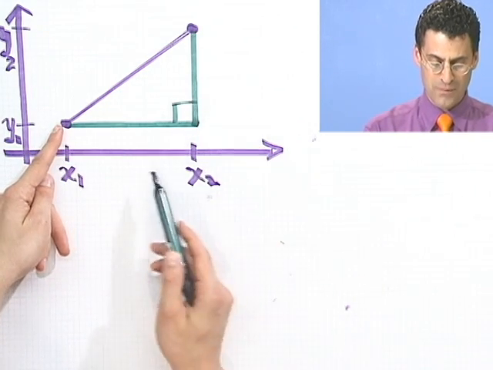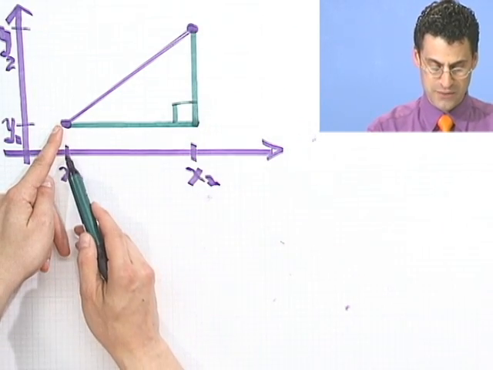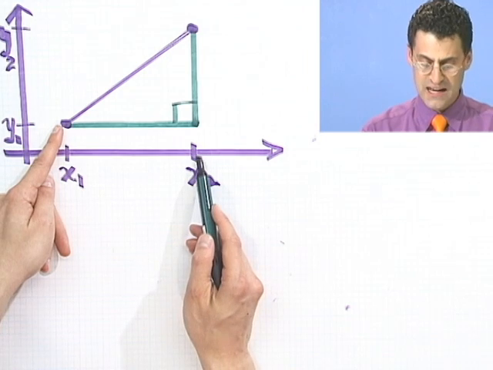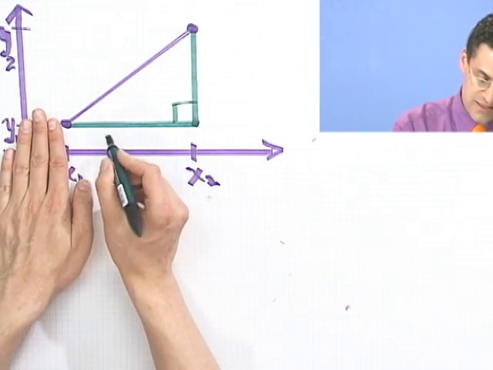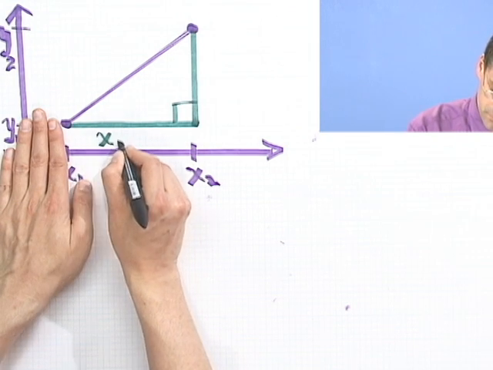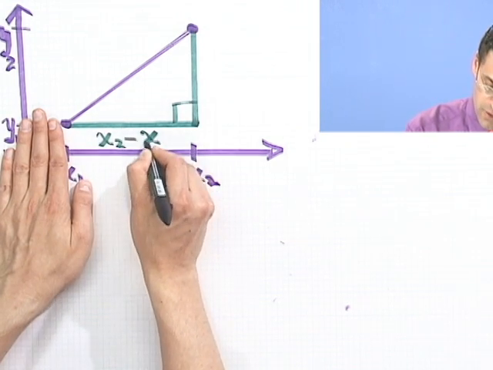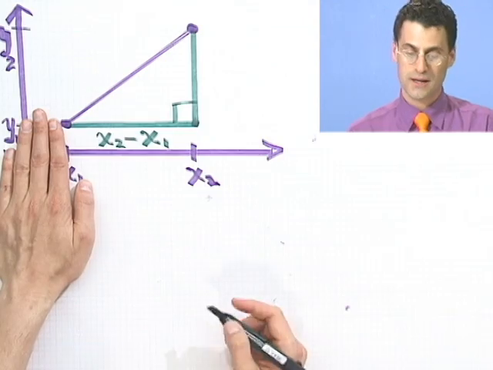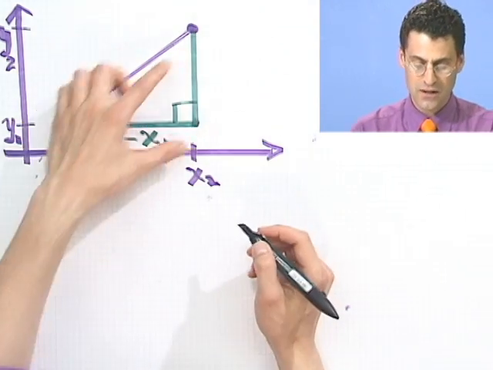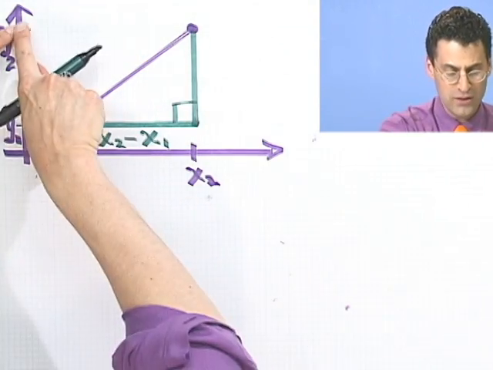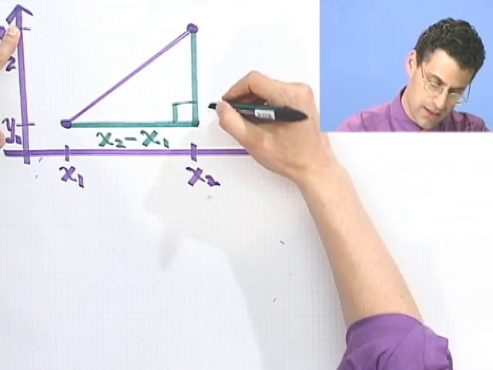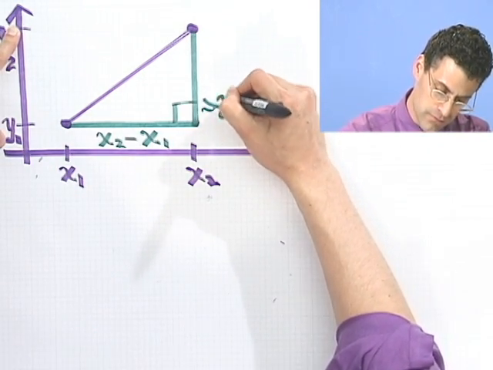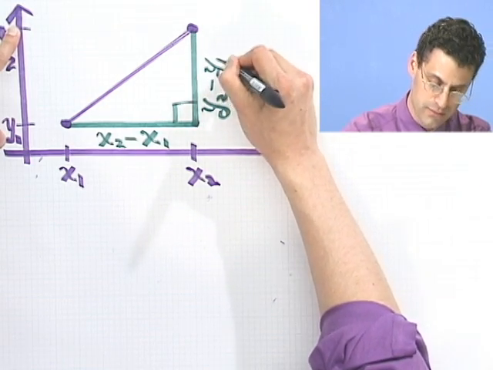But I do, because this length is going to be what? Well, it's the distance basically between here and here. So that's going to be x2, and then I subtract off that distance, which is x1. So this is actually x2 minus x1. And this distance right here, well, that's just going to be all of y2, but then I subtract off y1. So this is actually y2 minus y1.